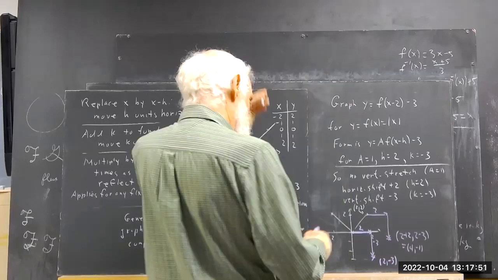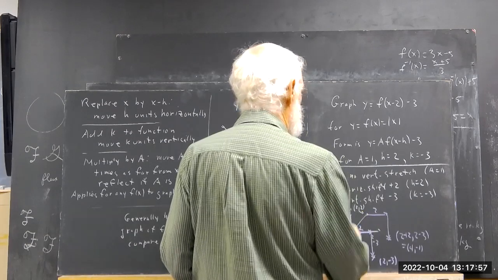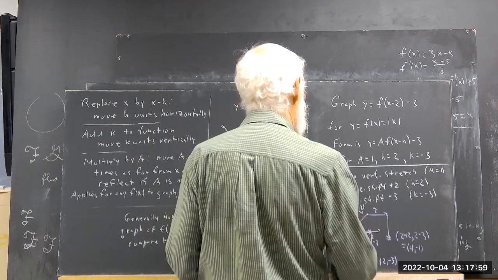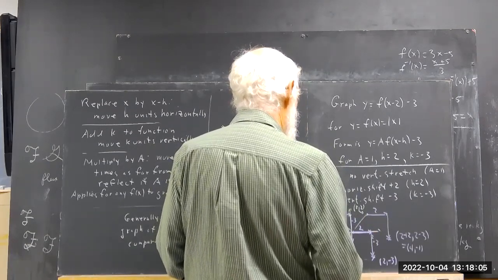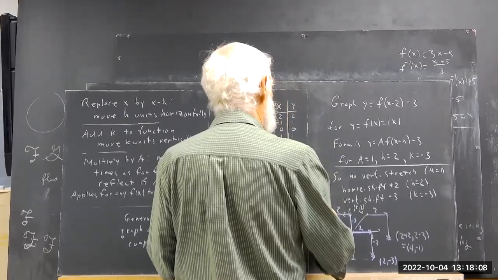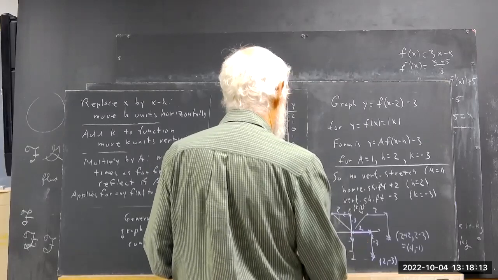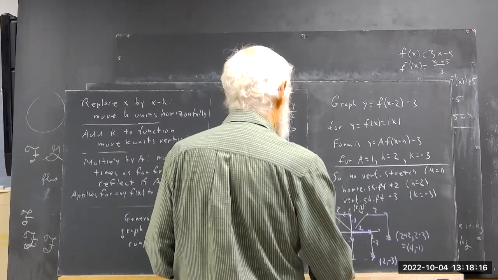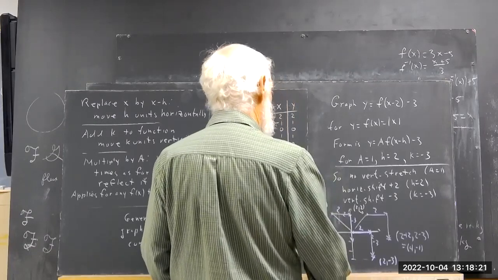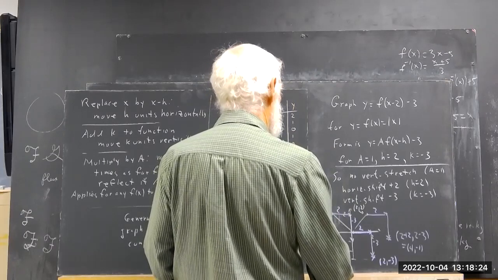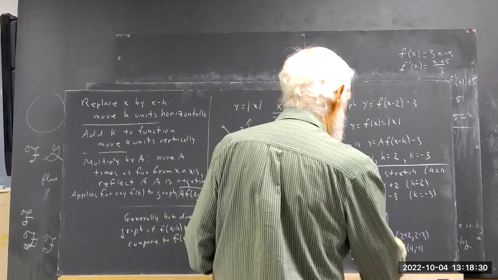And over here, same thing is going to happen. I'm going to move over 2 and down 3. And we're going to end up at this point, which is -2, 2. So where we end up is going to be -2 plus 2, 2 minus 3, which equals 0, -1, and that's exactly what it looks like we're going to end up. And here's our transformed graph.